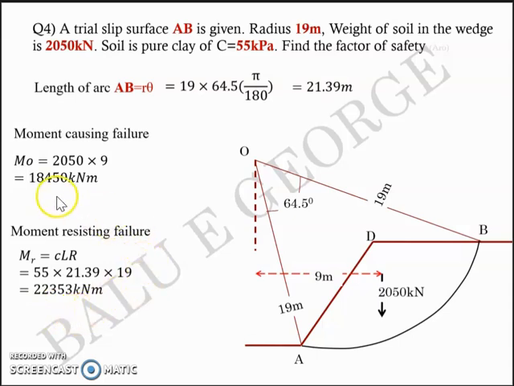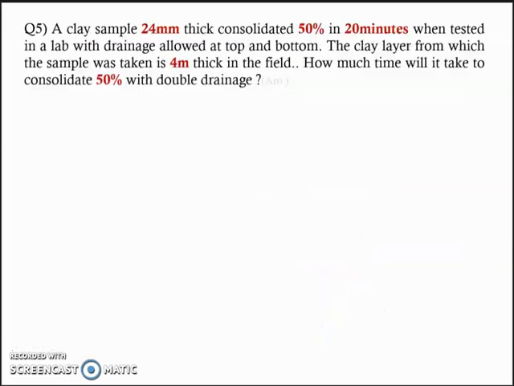So you have moment overturning or causing failure and moment resisting failure. Factor of safety is equal to MR by MO equal to 1.212.